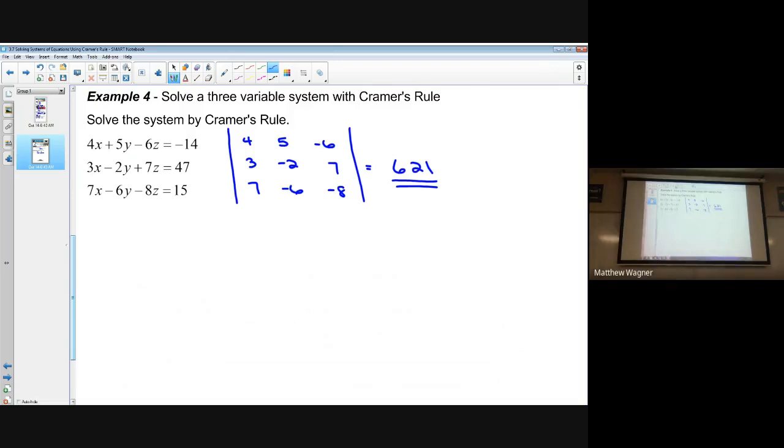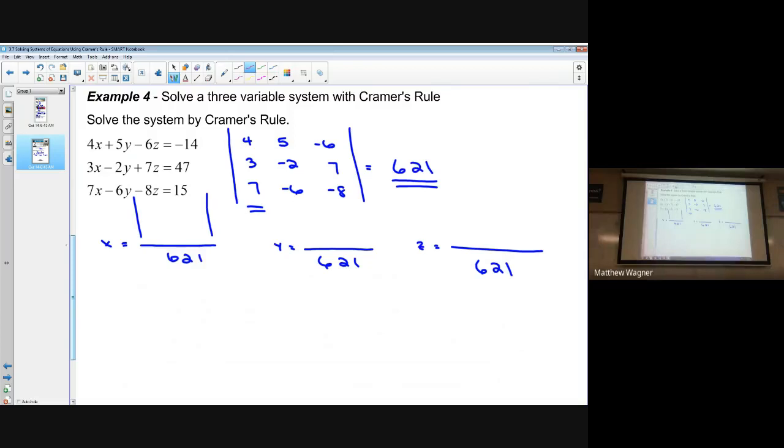The next step is going to be that setup piece. So when we're looking for X, Y, and Z, that 621 is super important because what we do is we take a determinant of our modified matrix and we're always going to divide by the determinant of the original. Okay. So it looks super complicated, but if I'm finding X, I'm going to swap out my X column for those. So I'm going to plug in negative 14, 47, and 15. And then I'm going to leave the other 2 columns untouched.